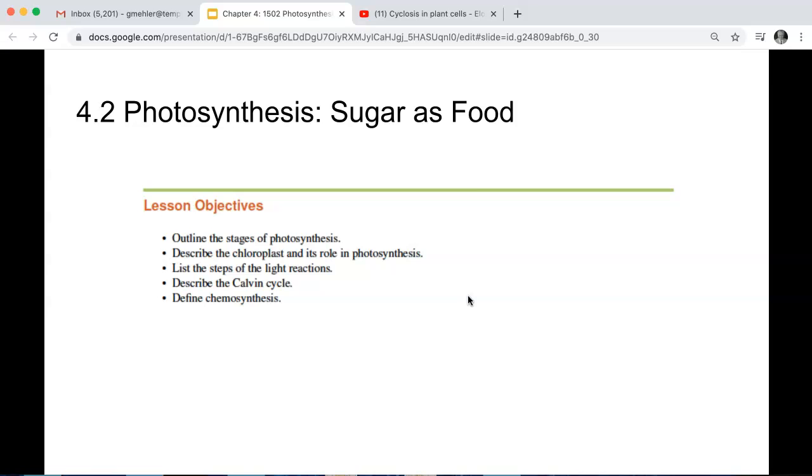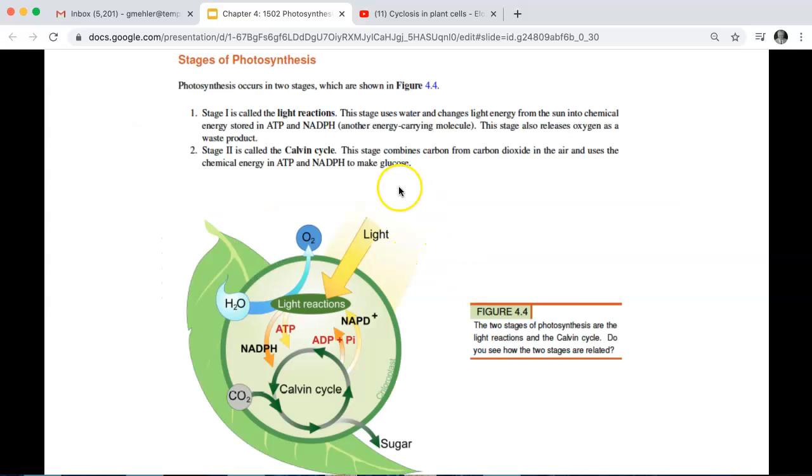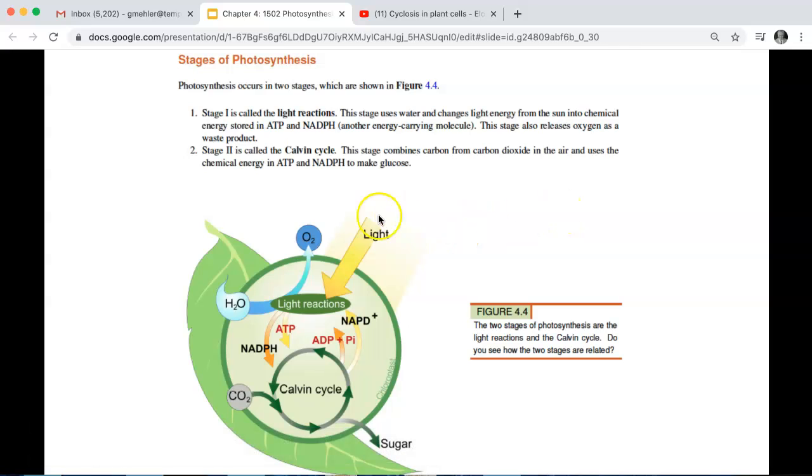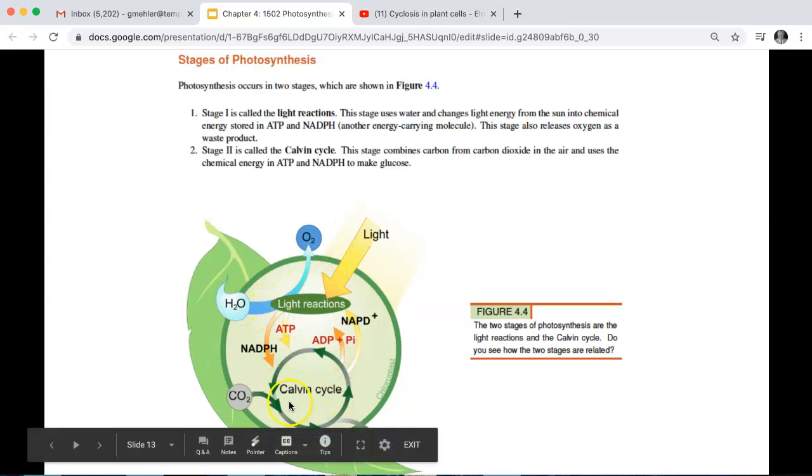And in this diagram right here, these are the 2 stages of photosynthesis. There are the light reaction and the Calvin cycle. All that I would like you to know for this diagram is that light comes in, is needed for the light reactions, and this is when the water molecule is split. Then the Calvin cycle is where we actually make the glucose.